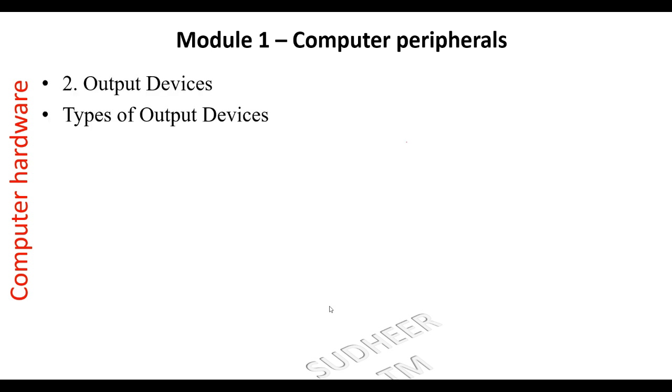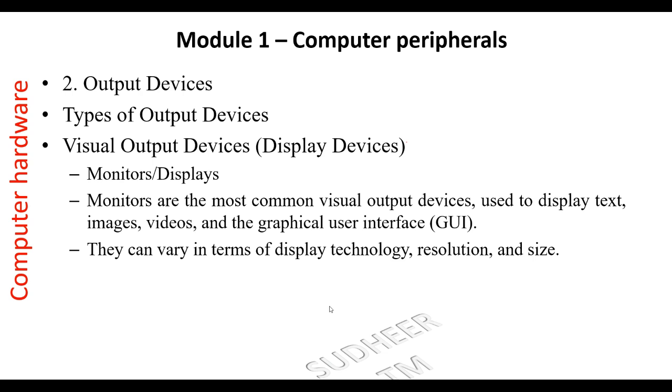Different types of output devices. The first one is our visual display. So display devices. Okay, the most important among them are monitors. Okay, monitors are the most common visual output devices used to display text, image, videos, and graphical user interface GUIs. They can vary in terms of display technology, resolution, and its size.